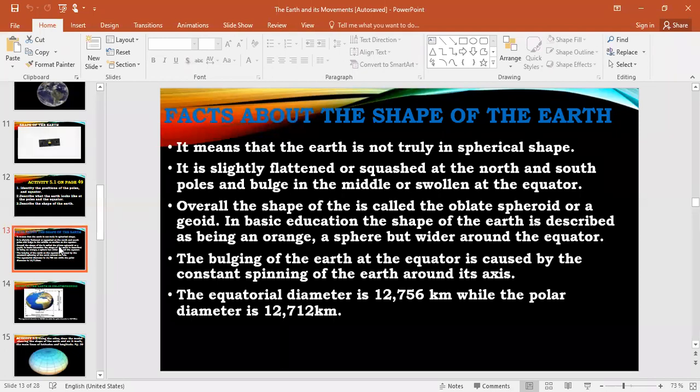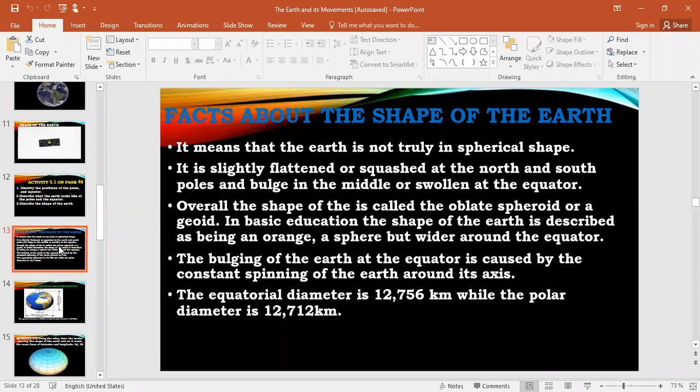There's a question somewhere. Chirabo? Teacher, I can see your hand. Yes. Point number 4, the facts of the shape of the Earth said the bulging of the Earth at the equator is caused by the constant spinning of the axis. Since other planets also rotate, does it mean that all planets are in the shape of the Earth? Like none of them is round? Yes, at the end of the day. Thank you. You're welcome.